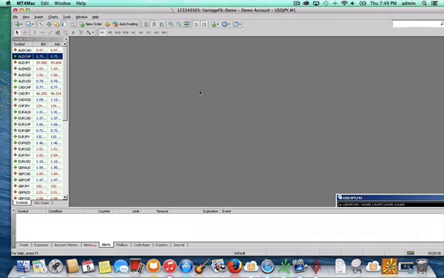Now, once you have your demo account, it should look like, oh, it looks like my account actually closed. Let me reopen it. This thing crashes a lot for me.